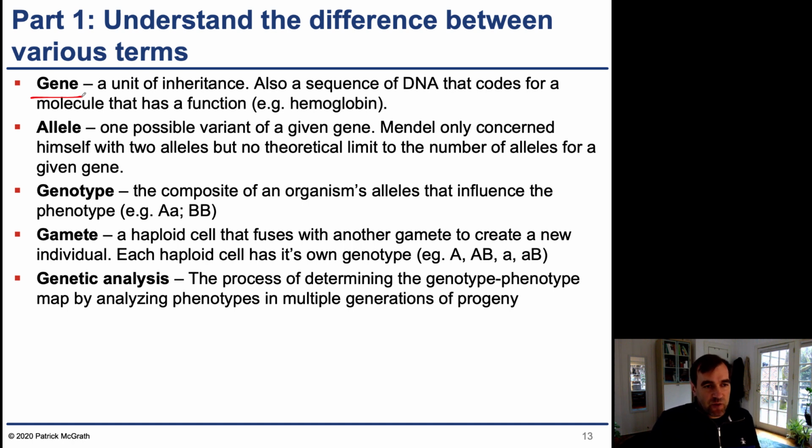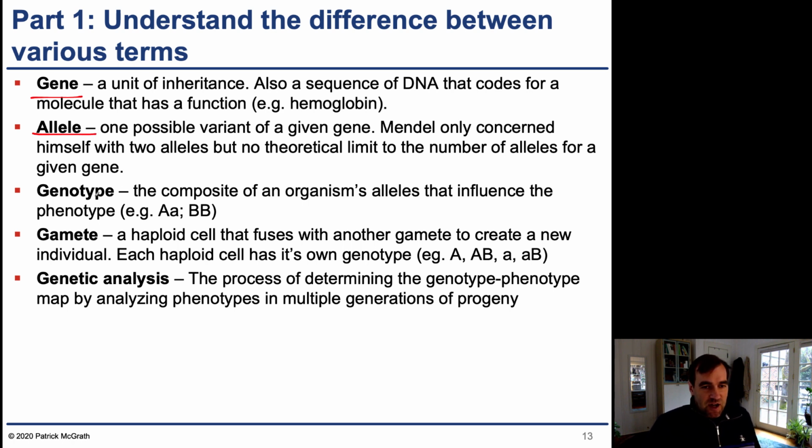Genes can have multiple flavors, just like characters can have multiple traits. And those are called alleles. So the different versions of the genes are called alleles. It's one possible variant of a given gene. For Mendel, there were only 2 alleles, but now we know that genes could have more than 2 different versions. So what he studied was just a very limited case.